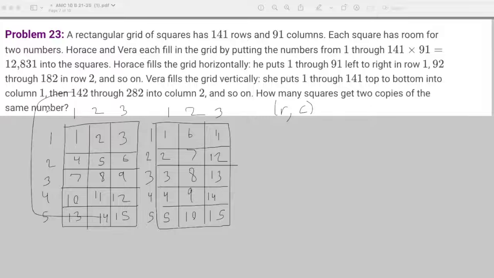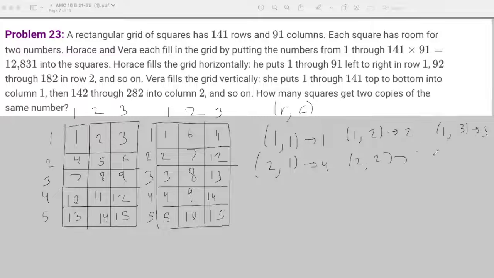Horace works filling in the numbers horizontally, right? So in the spot 1 comma 1, he puts a 1. In the spot 1 comma 2, he puts a 2. In the spot 1 comma 3, he puts a 3. So hopefully you can see the pattern here. Basically, in the first row, in the square that is r comma c, he always puts in the number c. Okay, let's move on to the second row, where we see now 2 comma 1 gives us 4, 2 comma 2 gives us 5, and 2 comma 3 gives us 6.